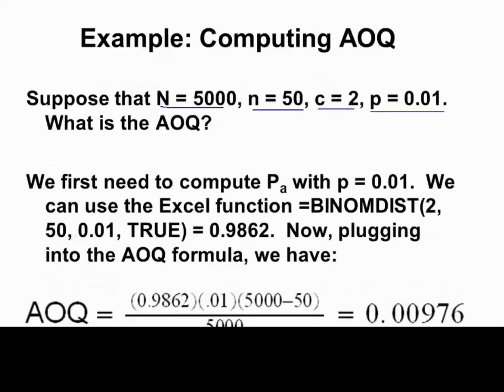That's just using the binomial distribution. So it's going to be BINOM.DIST: the probability we find 2 or fewer out of 50, that's here, 2, 50, given that the proportion defective is 1%, true for cumulative, so that's 98.62%. So that goes here. And then we add P here, and big N minus little n over big N, and multiply all that together. You can see that your average outgoing quality is a little bit better than the incoming quality. It was 1%, and going out, it's, of course, rounding to 1%, but really 0.976%.